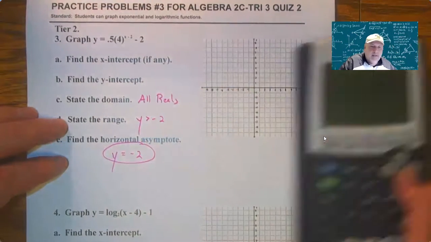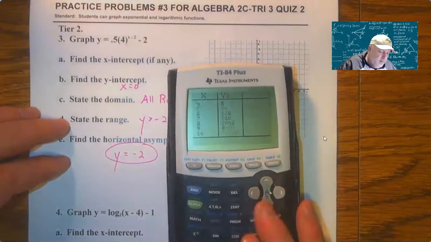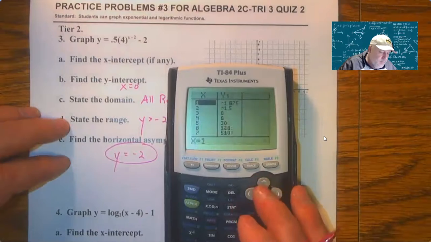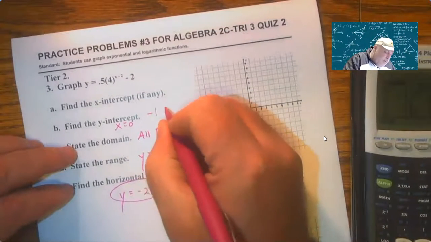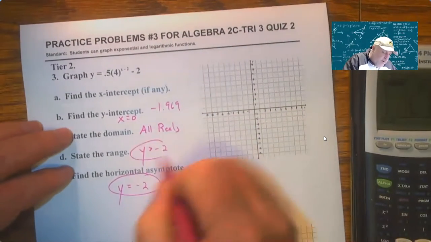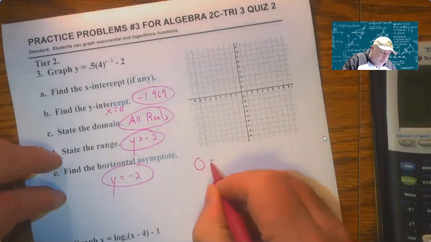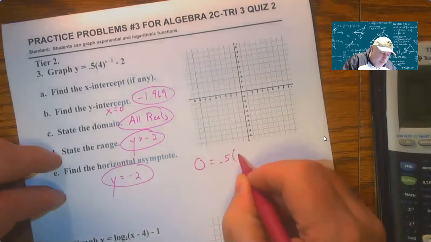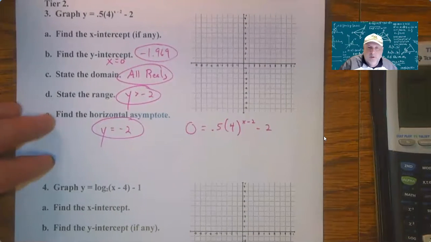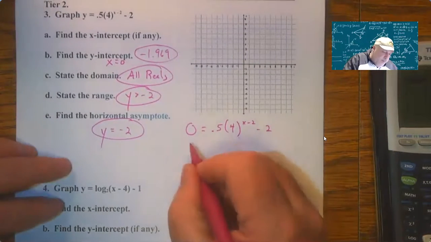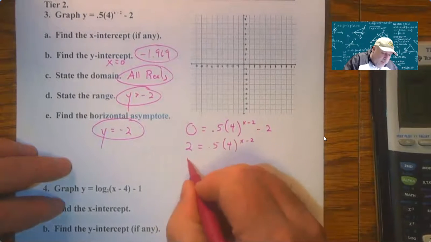And you can get on your table where x equals 0, that is the y-intercept: (0, -1.969). That's good enough. And then the x-intercept is when y equals 0. So you have a little bit of solving to do here. You have to get that 4 to the x minus 2 power by itself. So 2 equals 0.5 times 4 to the x minus 2, divided by 0.5.